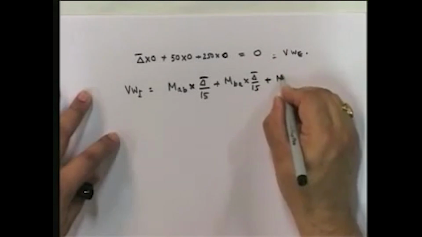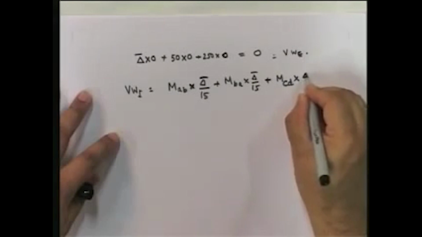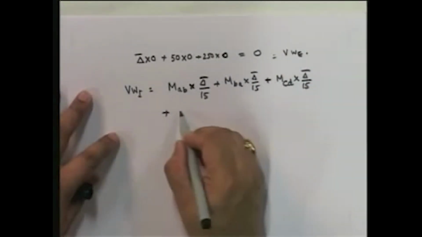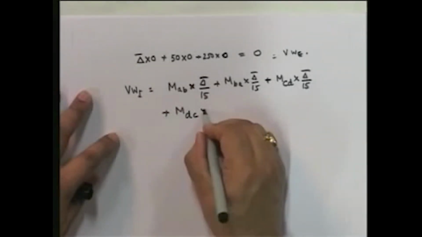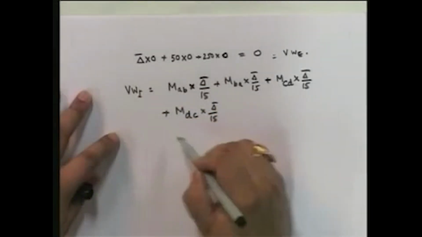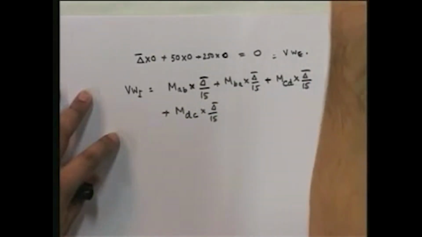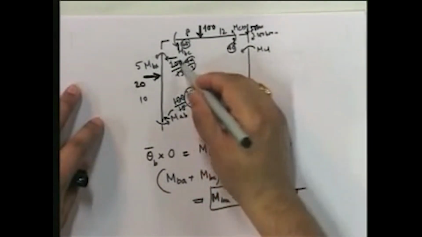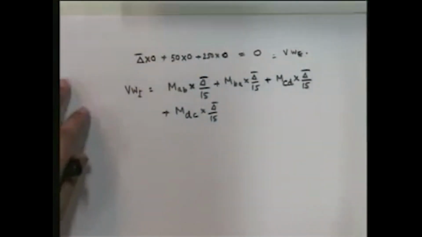Then we have M_CD undergoing theta CD virtual, so that's M_CD. Then we have M_DC multiplied by its rotation, so that's the work done. These are all the work done by all the moments. Now let us find out the work done by all these forces. If you look at it, what's the work done by those?